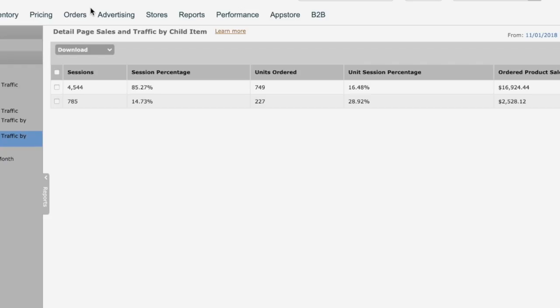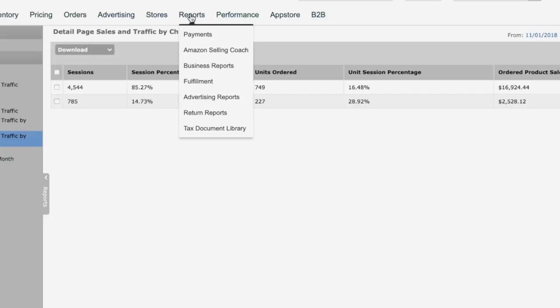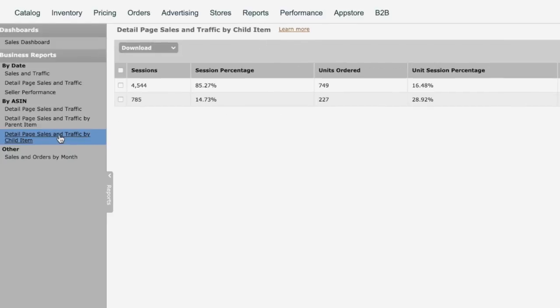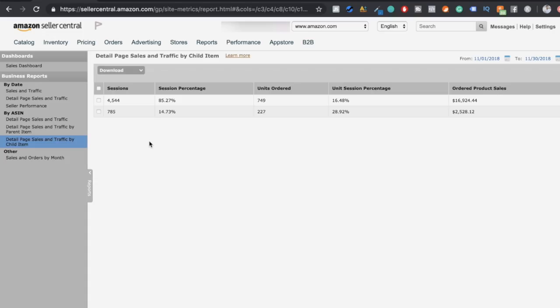So now that we're here on the computer, you can see here we are in some sort of detail page, and I'm going to explain to you guys exactly what this is and how to read it. But firstly, how to actually get here is you just go to reports, then go to business reports, and then click on detail page, sales and traffic by child ASIN. I'm not only going to explain these things to you, I'm actually going to give you guys some advice on how to do this. There's a few processes you can do to actually increase your sales. But first, before we do that, you actually need to be able to diagnose the issue with your product.